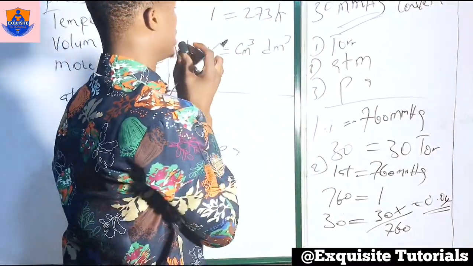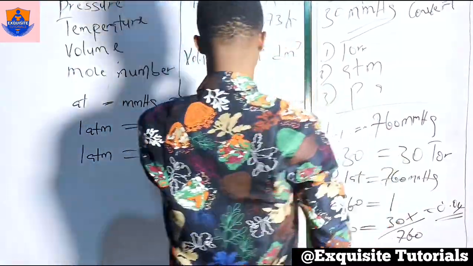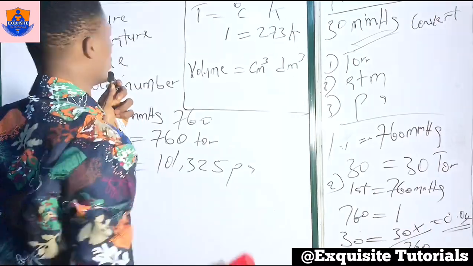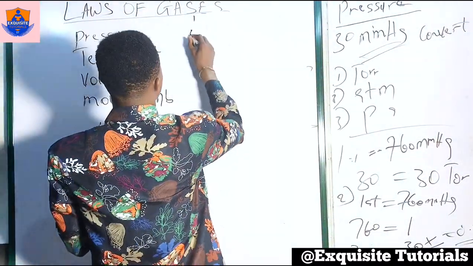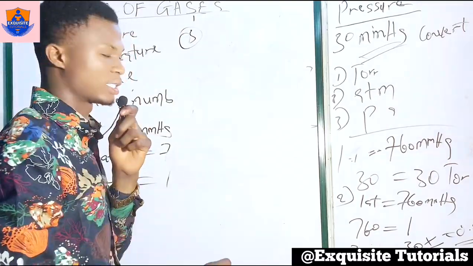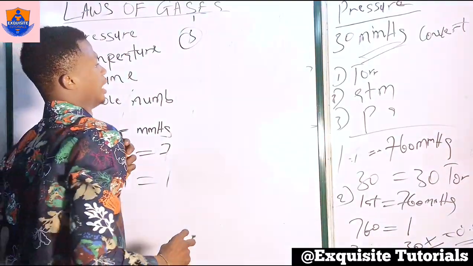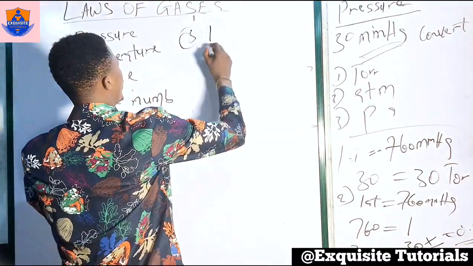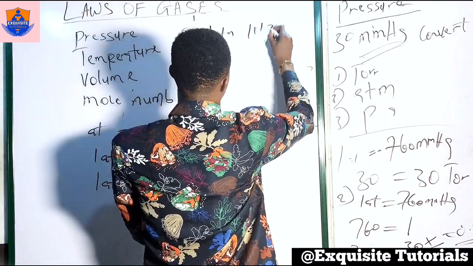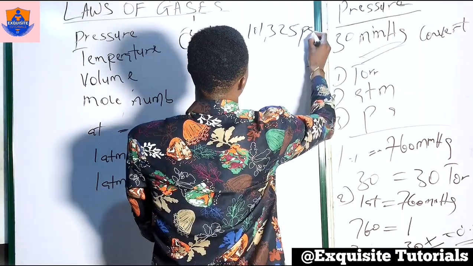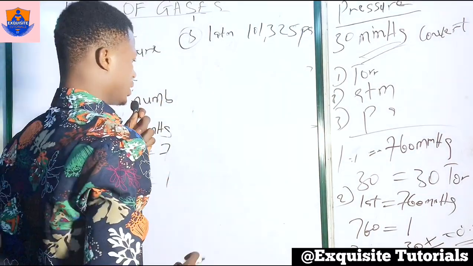How about the third one, which asks us to convert to Pascal? The third one said we should convert to Pascal. Now converting to Pascal, we made us understand that 1 ATM is equal to 101,325 Pascal. You getting it?